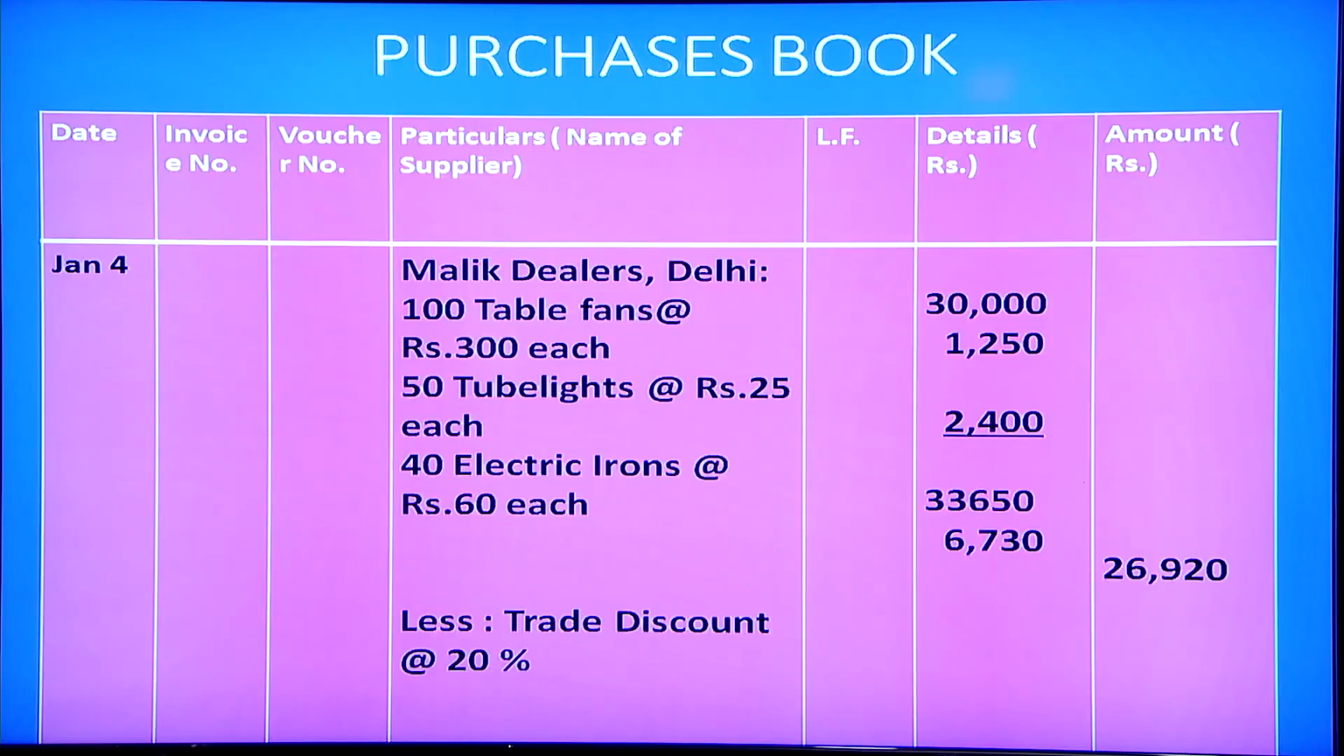Then you have to total this, and then from this amount you are going to deduct the trade discount, which is 20%. That is 33,650 into 20 by 100 will give you 6,730.